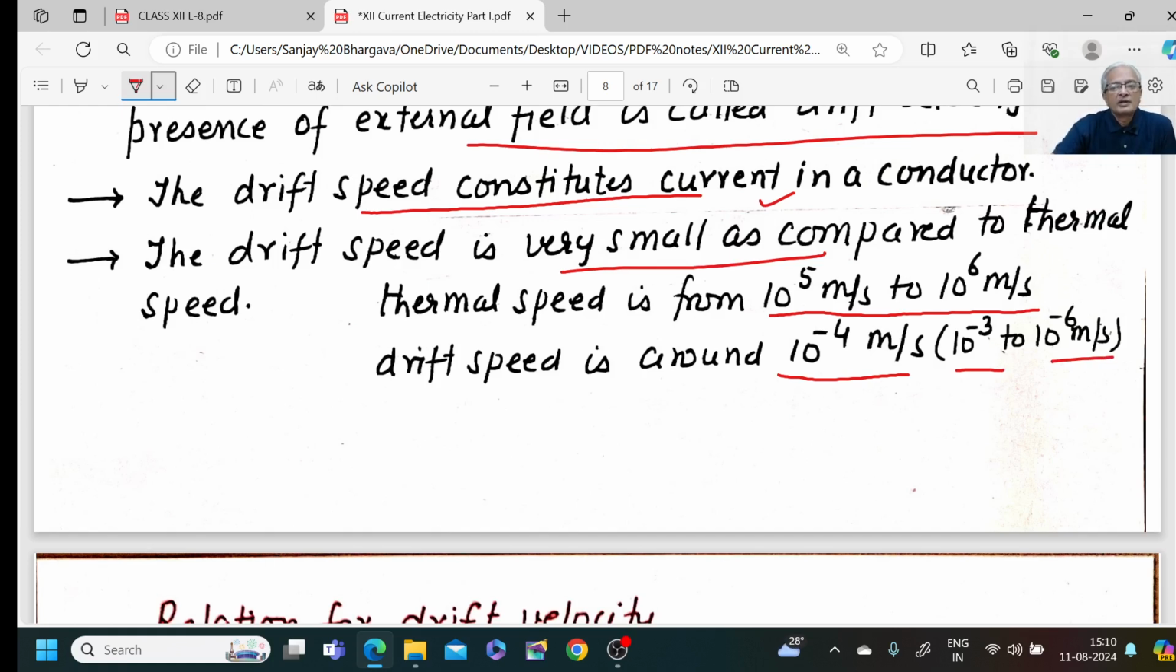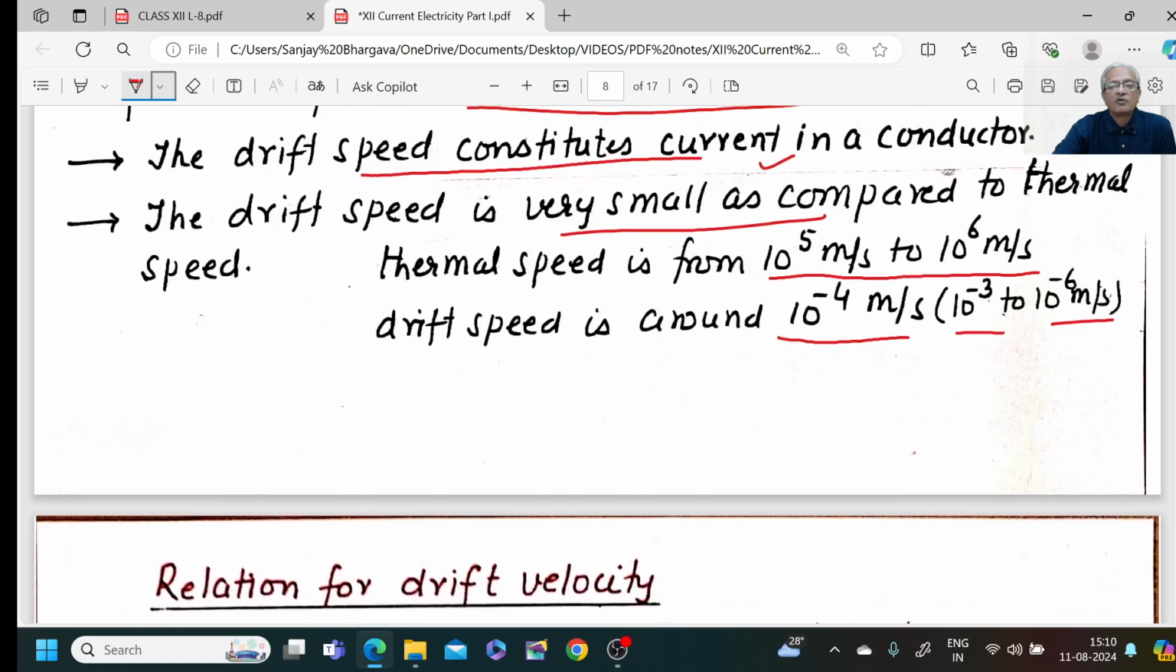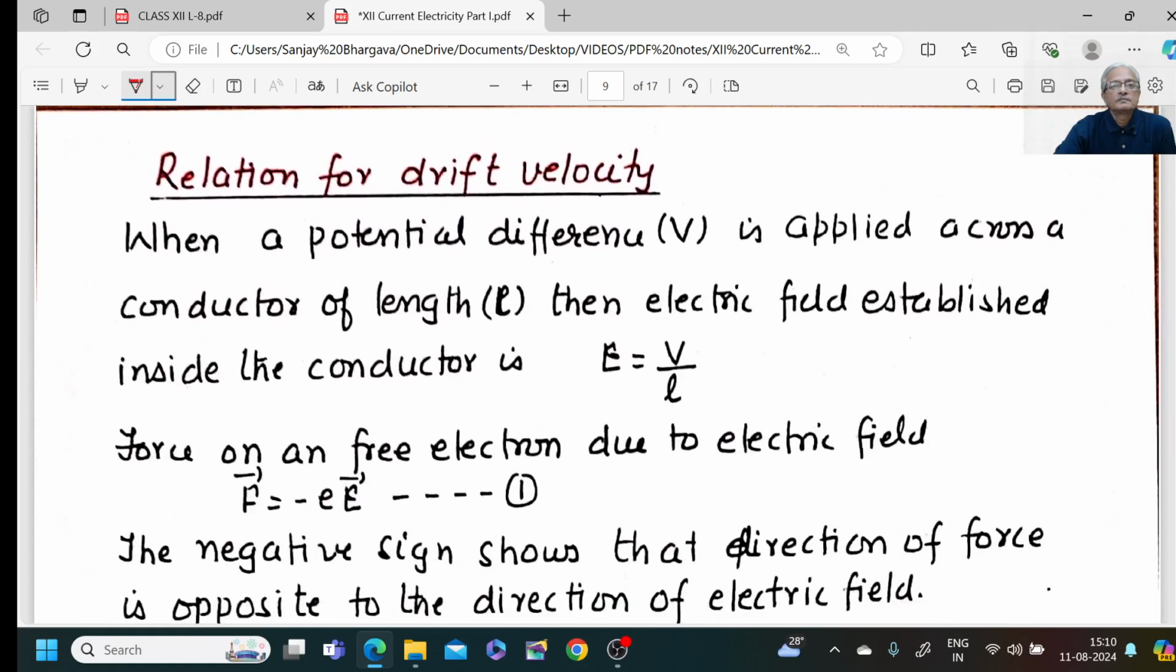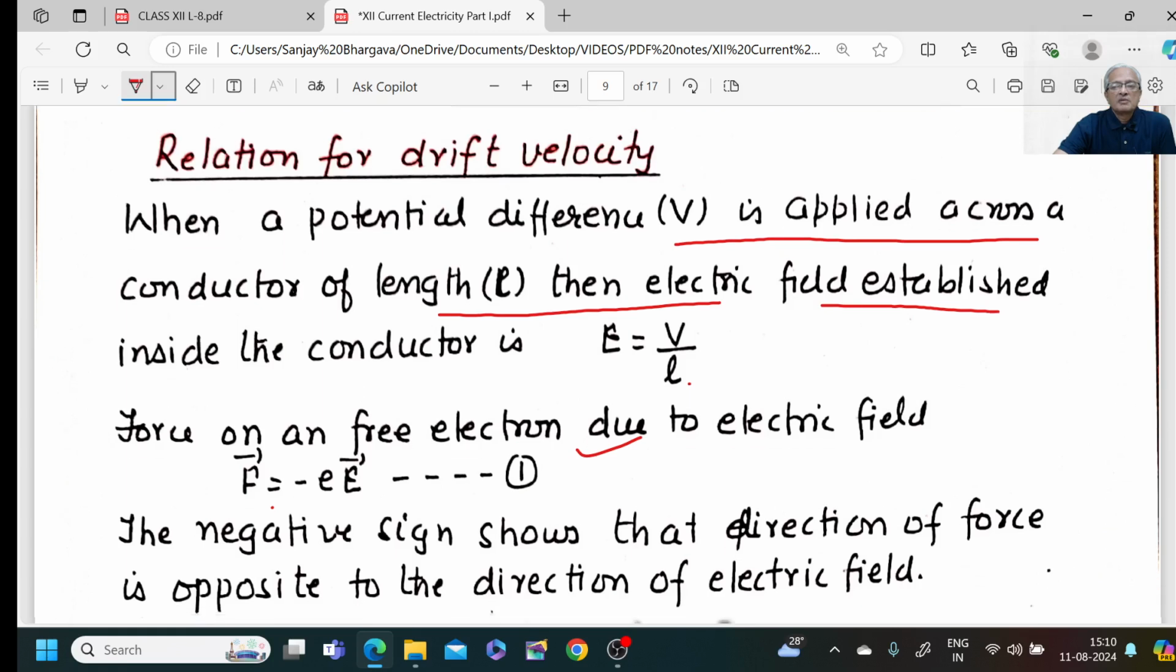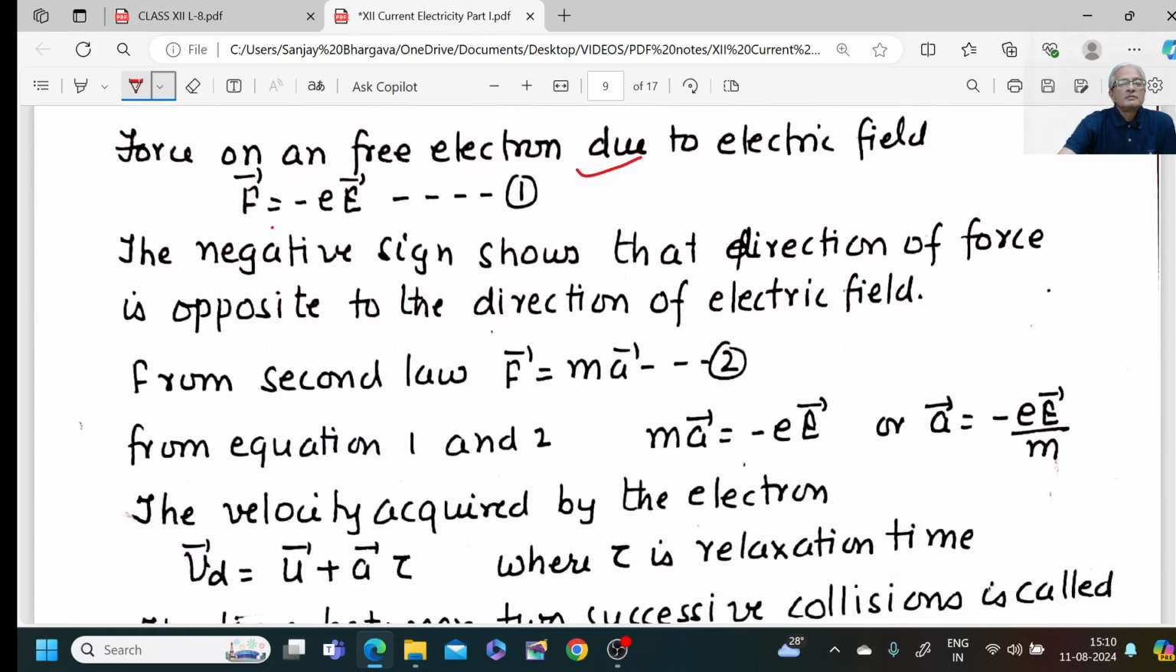Now let us calculate a relation for drift velocity. When a potential difference V is applied across a conductor of length L, then the electric field established inside the conductor is E equal to V upon L. What is the force on the free electron due to this electric field? Force would be equal to q times E, and in case of electron, the charge is minus e. The negative sign shows that the direction of the force is opposite to the direction of electric field.